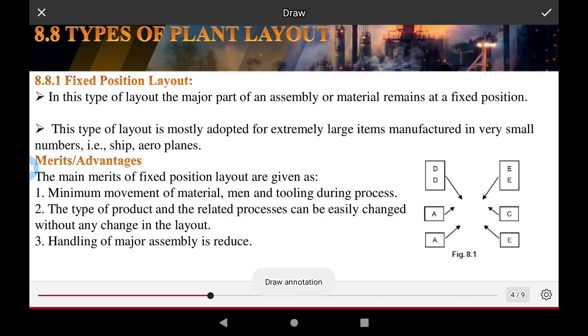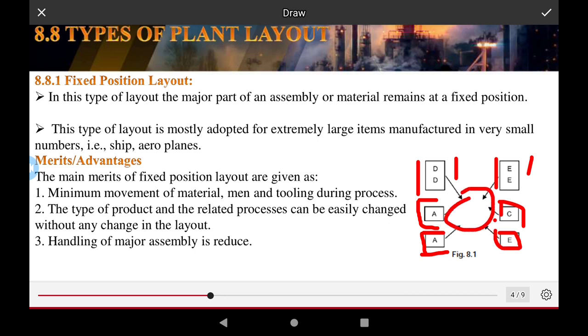The handling of major assemblies, or whole assemblies, is reduced only for the most important requirement of the major assembly process. Here one plant is one operation, and this is A and B, as the plant has one component consisting of a third. This whole area is required in only one plant layout. Okay.